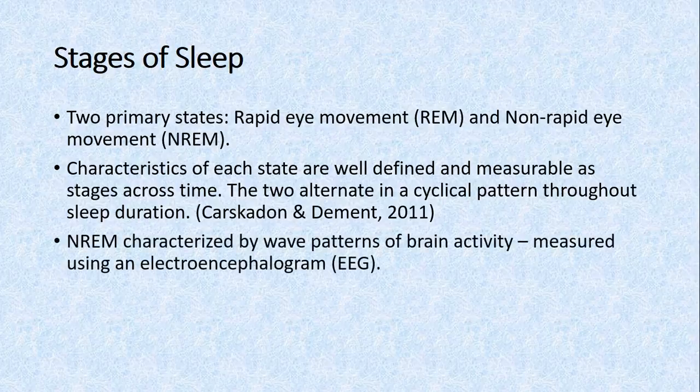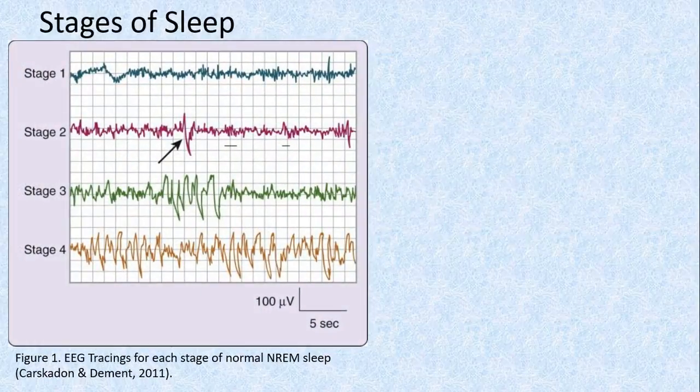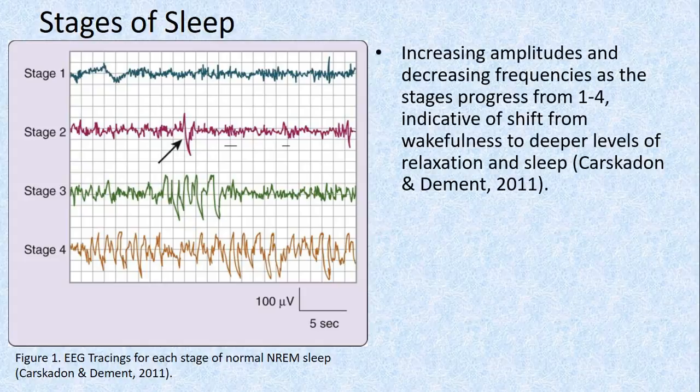Non-REM sleep is characterized by wave patterns of brain activity that can be recorded using an electroencephalogram, or EEG. This is an image of EEG tracings for each stage of normal non-REM sleep. Noticeable are the increasing amplitudes and decreasing frequencies as the stages progress from 1 through 4. This is an indication of the individual's shift from wakefulness to deeper levels of relaxation and sleep. A simple definition of non-REM sleep is an inactive yet regulating brain in a movable body.